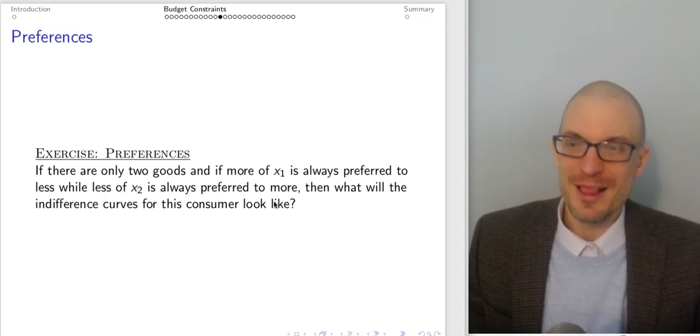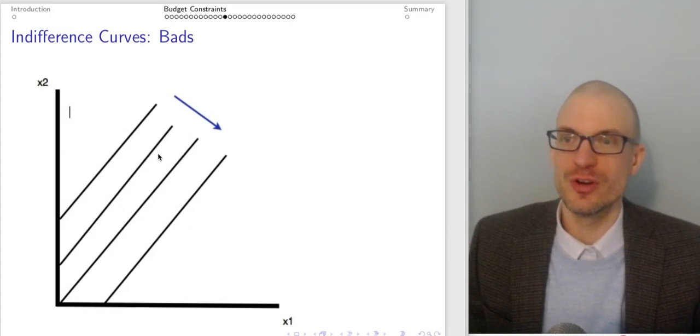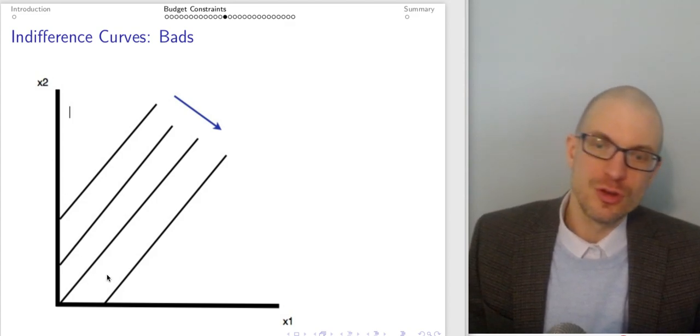Good 2 is a bad. Then what will the indifference curve for the consumer look like? It'll be these right here. These are our indifference curves for a bad. Good 2 is a bad. Good 1 is a good.